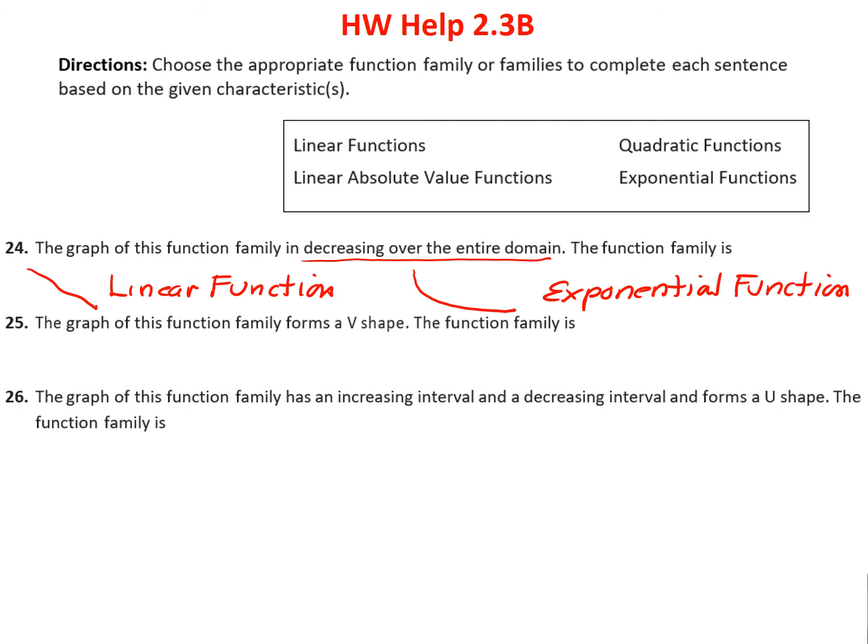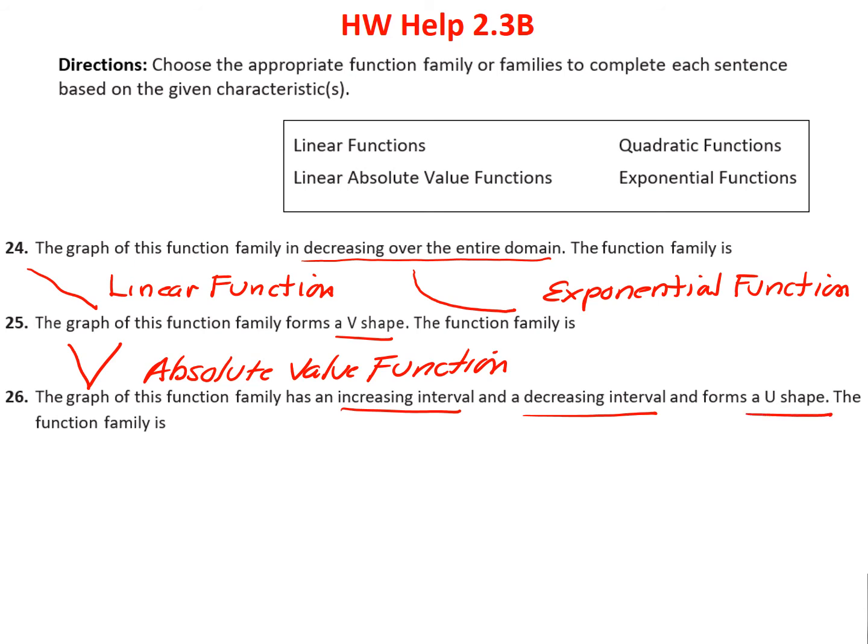25 says the graph of this function forms a V shape. Well, there's only one V shape, and that's our absolute value function. 26 says the graph of this function has an increasing interval and a decreasing interval. Now, we had that before, and we realized it could be a quadratic or an absolute value, but this time it says it also has a U shape. So it's increasing and then it's decreasing in a U shape. So this is our quadratic function.